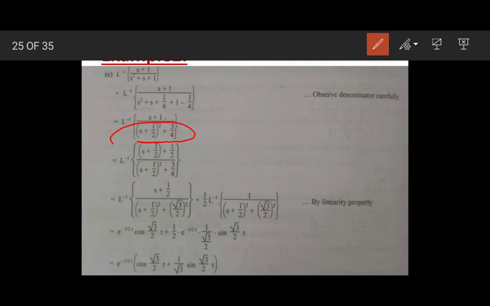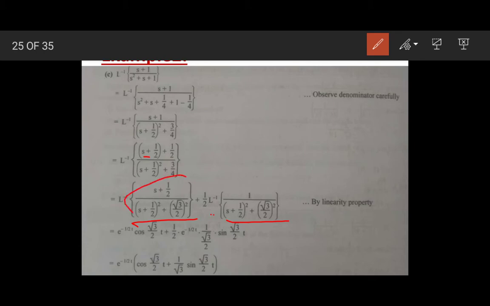Similarly I am writing this numerator also. So here this one I am writing as half plus half. So then I am separating these numerator terms. So it will be s plus half upon s plus half the whole square plus root 3 upon 2 the whole square, plus 1 upon 2 into inverse Laplace of 1 upon s plus half the whole square plus root 3 upon 2 the whole square.